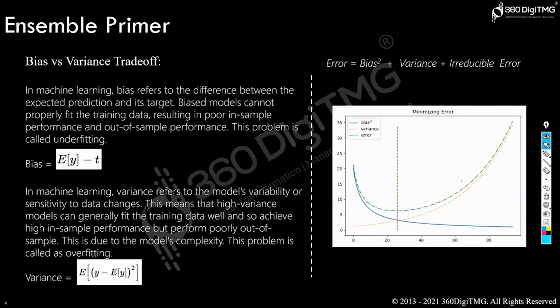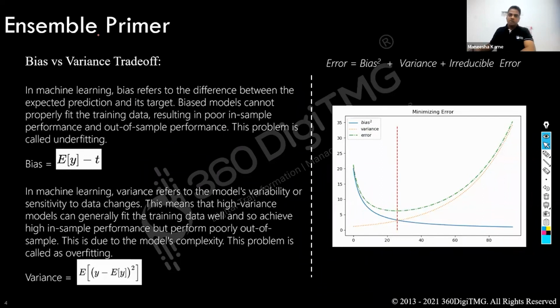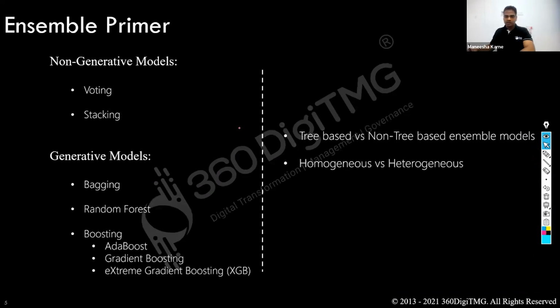Okay, next. Ensemble techniques are used to handle the bias-variance trade-off. The explanation pertaining to bias and variance, etc. is given. Then we discussed that we have non-generative models and generative models.